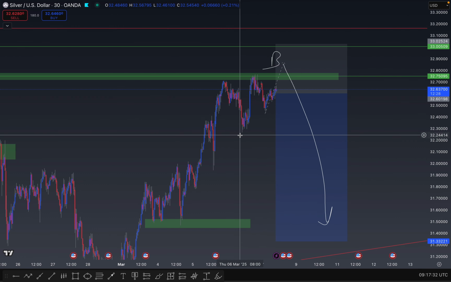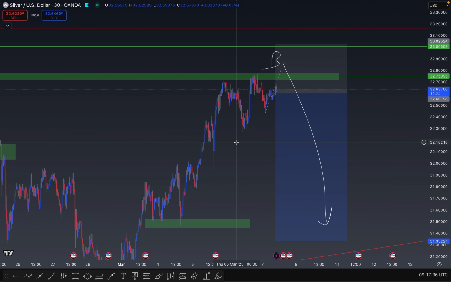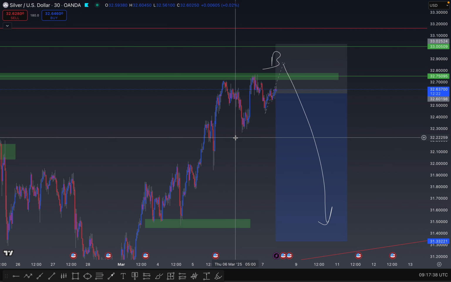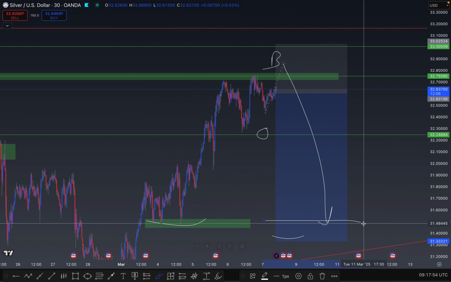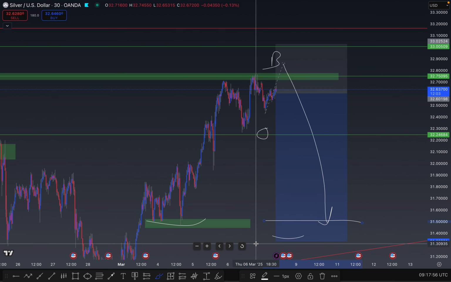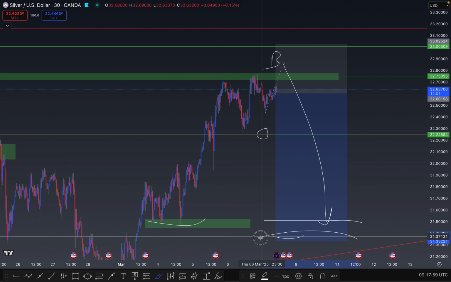As soon as we break this area right here through to the downside, this 32,250 area, as soon as we come here, almost, I'm going to take my first partial right there to protect myself, and then see how the rest goes, and if the market comes all the way down into this liquidity right there, into the 31,500 and 31 right there. So let's see if the market does that.